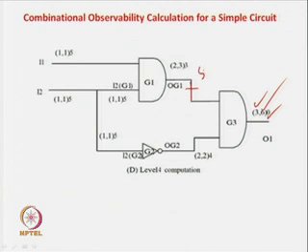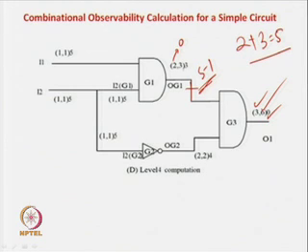So, let us say that we test for a stuck-at-1 fault here. To apply a stuck-at-1 fault here, you have to apply a 0 over here, so the difficulty level is 2. And also you have to observe this at the output. How difficult it is to observe this net at the output is 3. So, 2 plus 3 is 5. So, the difficulty for testing a stuck-at-1 fault here is 5.